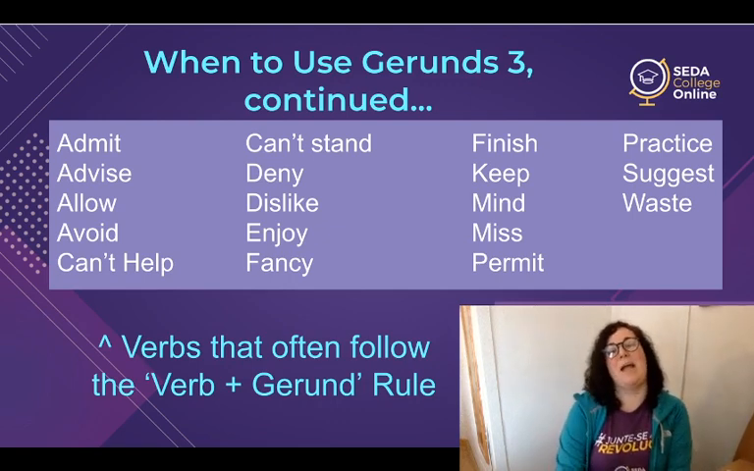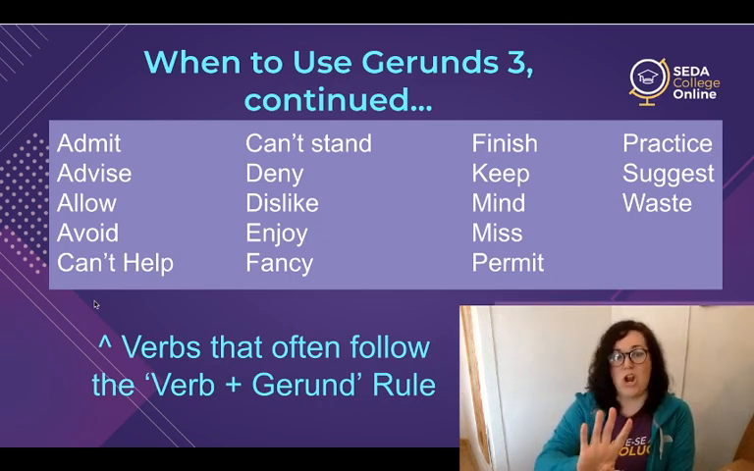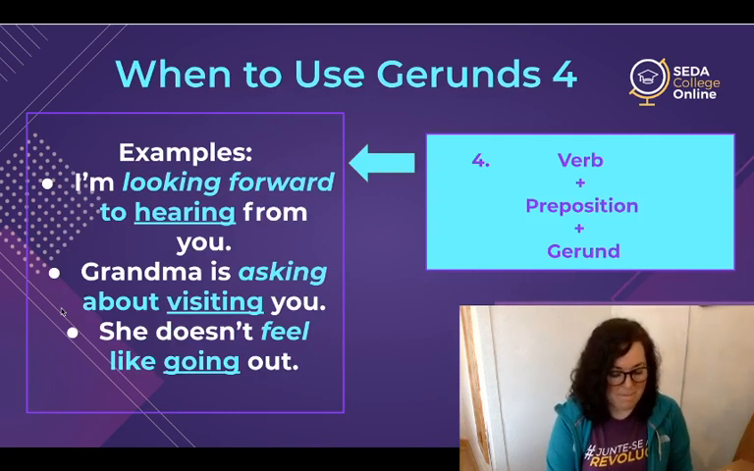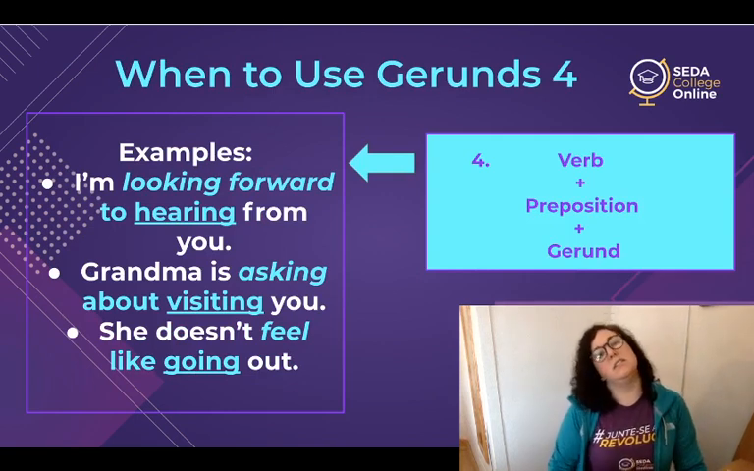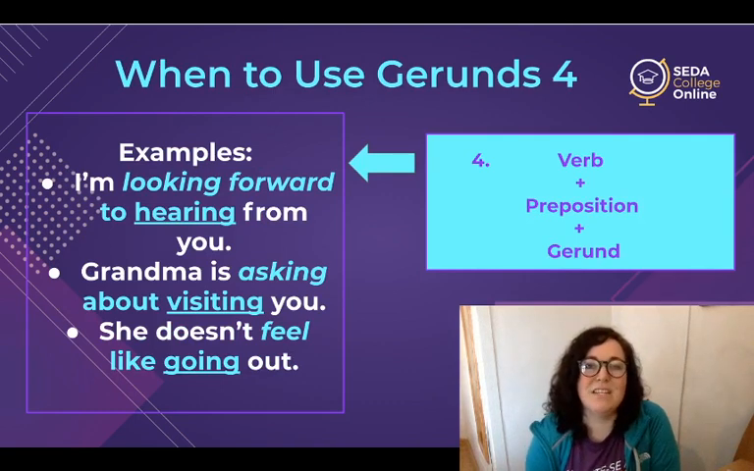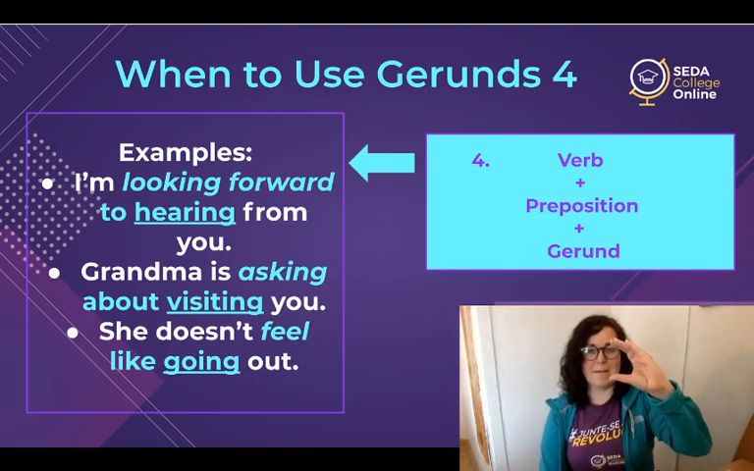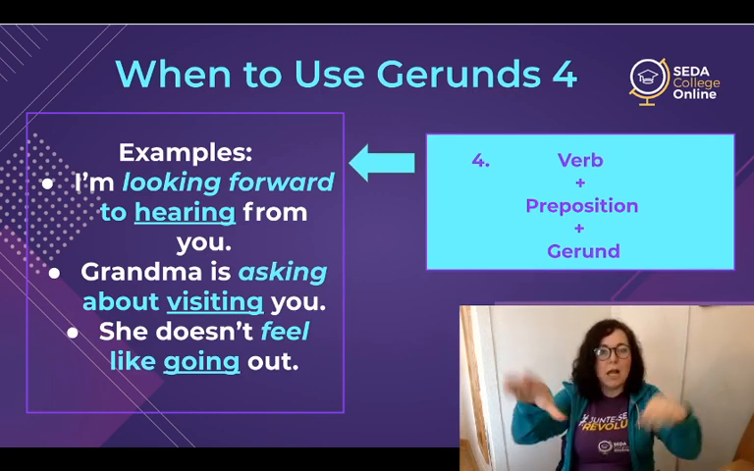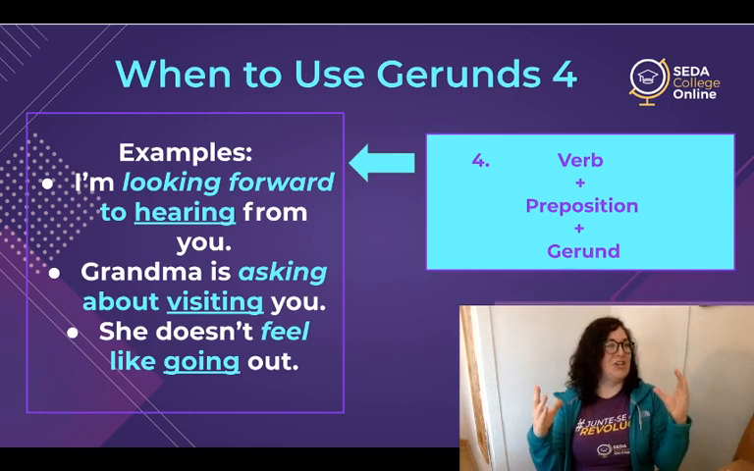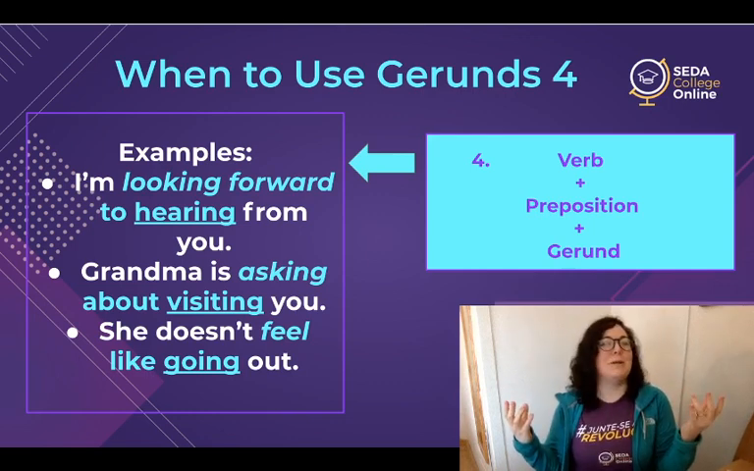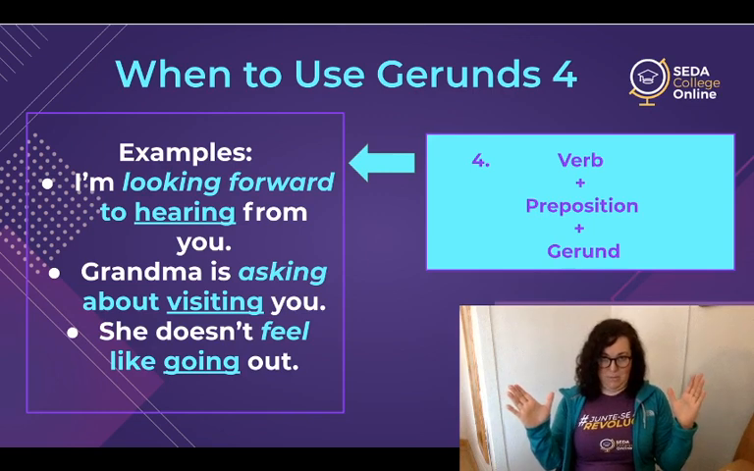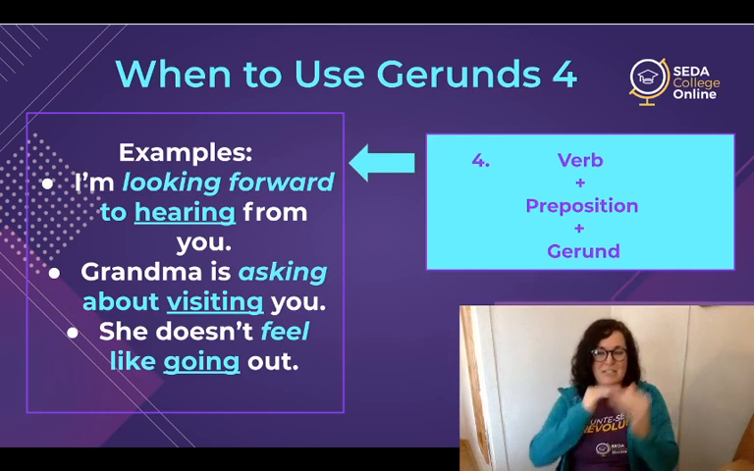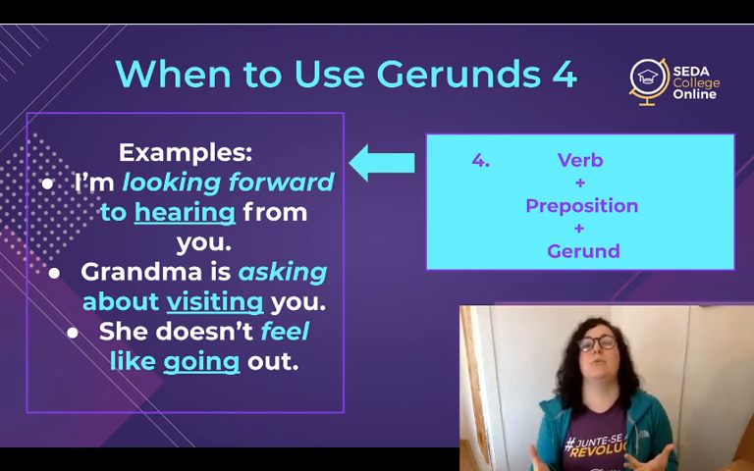Happy to see that. Okay, so let's move on to number 4. When to use gerunds, number 4. Sometimes we take a verb and we add a preposition and then we add a gerund. And you're going to say, teacher, this is crazy. Why are we doing math? Listen, people, I don't like it any more than you do, but I'm trying to give you some kind of formula to help you understand.